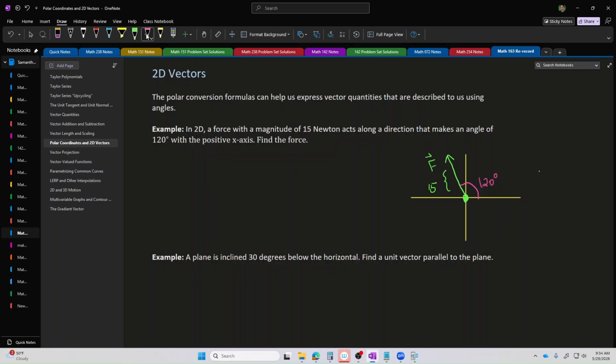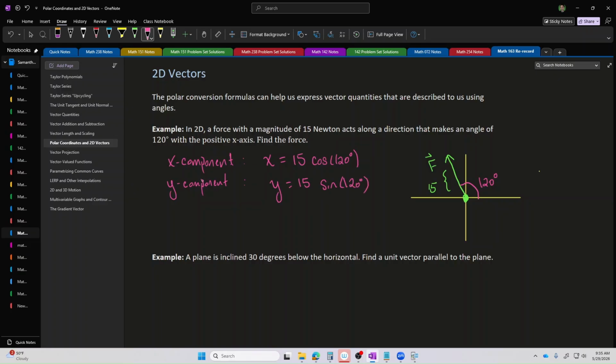If I want to find the x component, I can use the conversion formula from earlier, which said that x was equal to the radial distance, in this case 15, times cosine of the angle theta, in this case 120 degrees. And the y component of my force vector will be y equals 15 sine of 120 degrees.